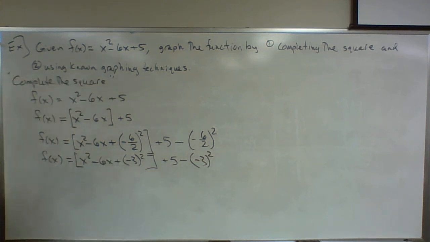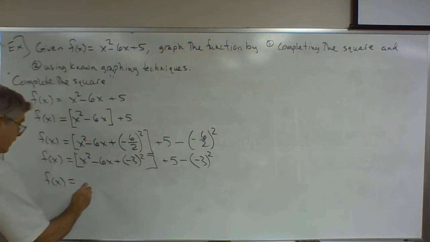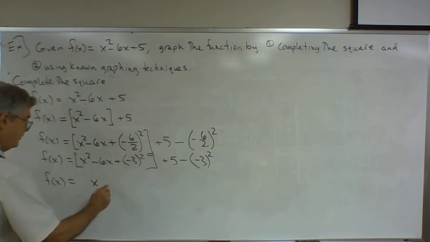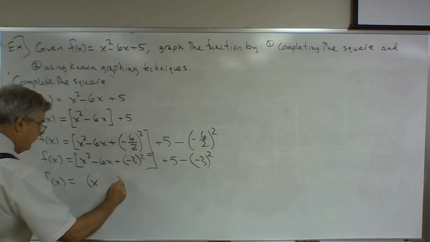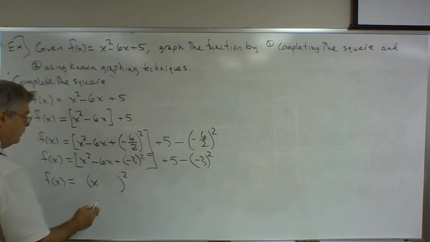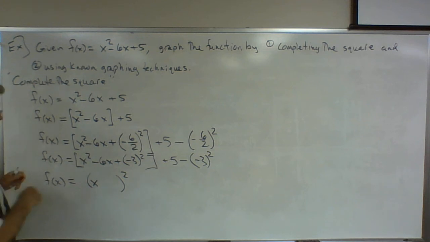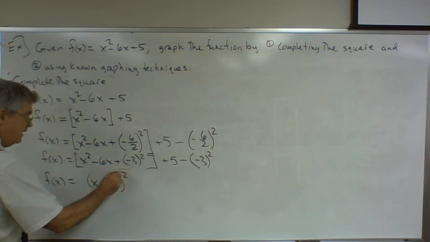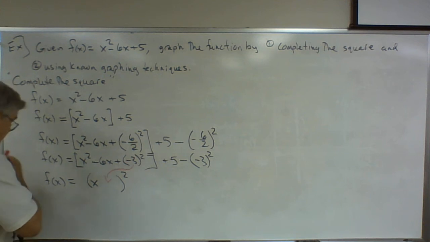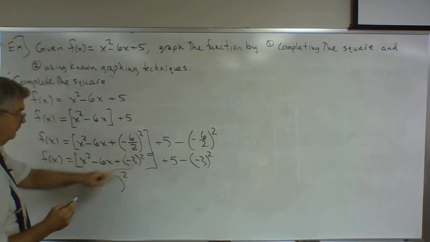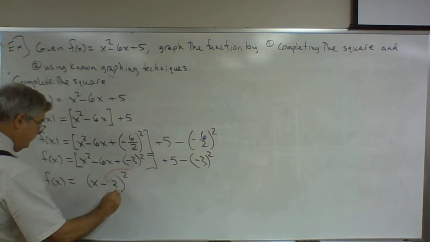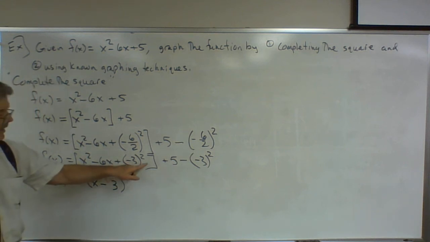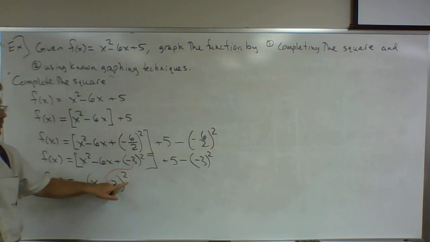I'm going to simplify a little bit. And I'm going to write the expression in these braces as a perfect square. And here's what I'm going to get. I'm going to get x plus or minus something squared. Well, what's it going to be? It's going to be this thing right here, along with its sign, plus or minus. So this thing in the braces is equal to x minus 3 quantity squared.